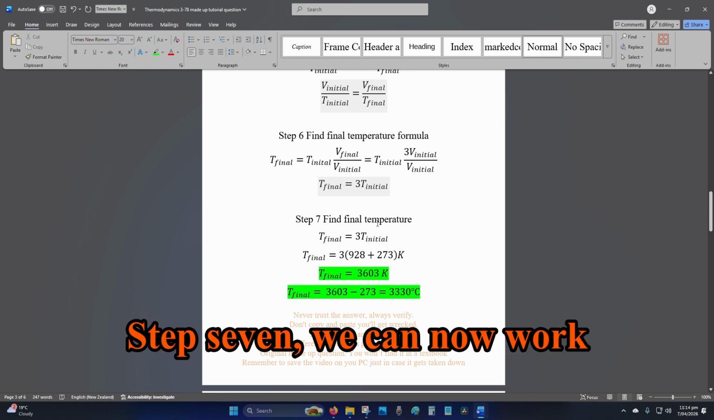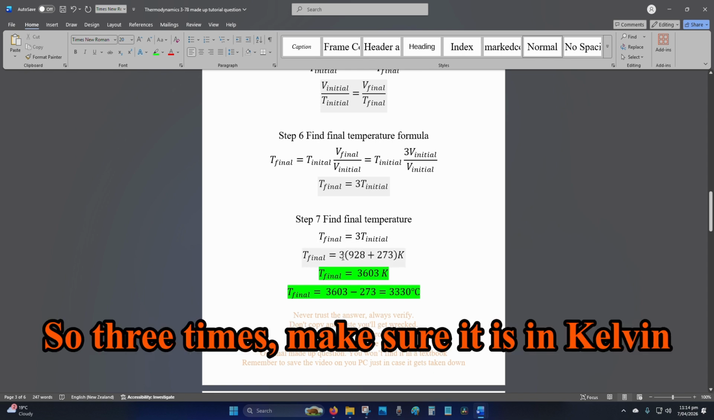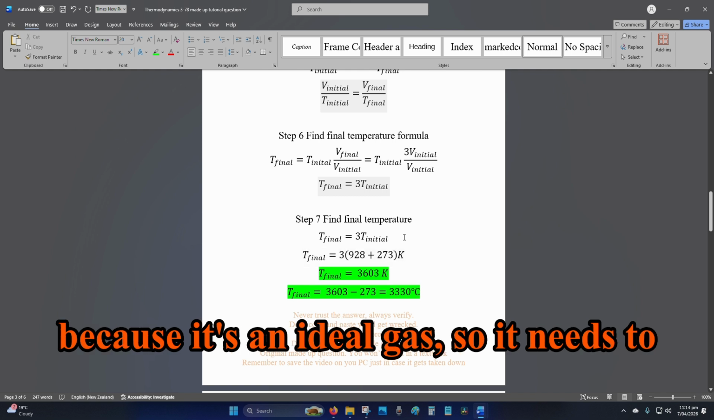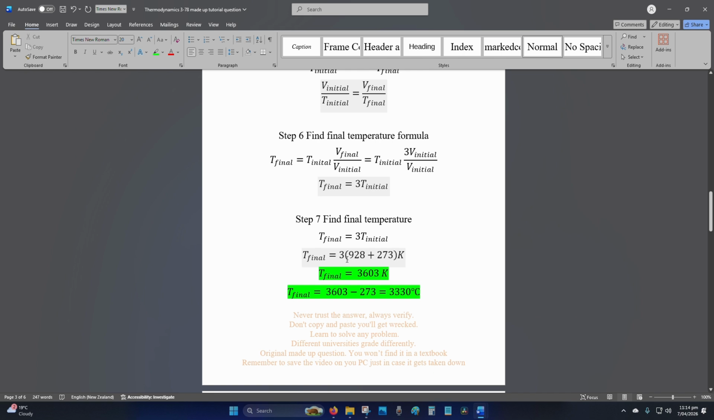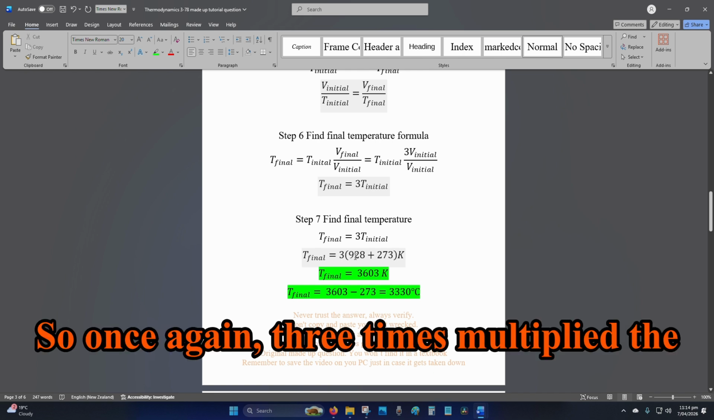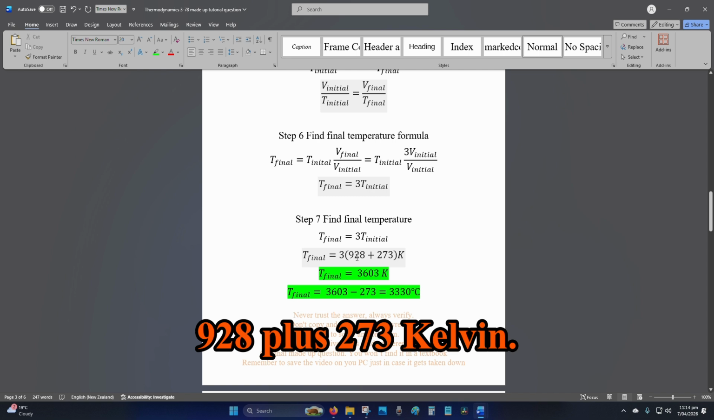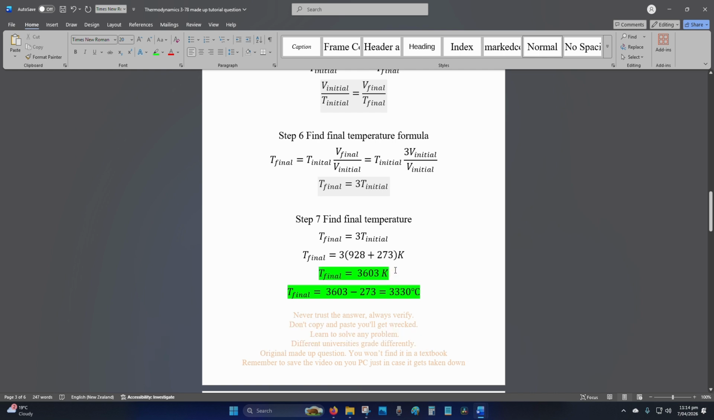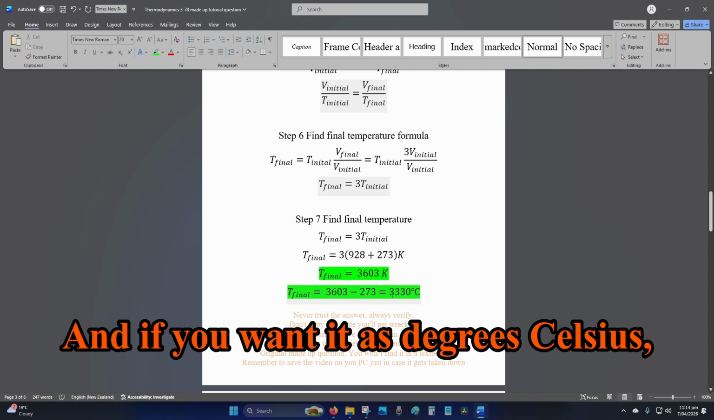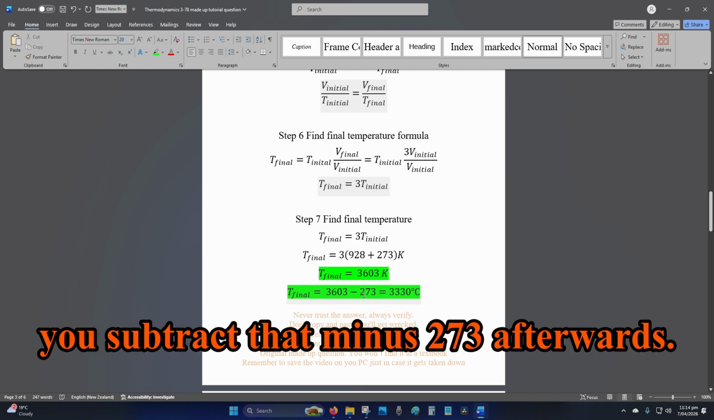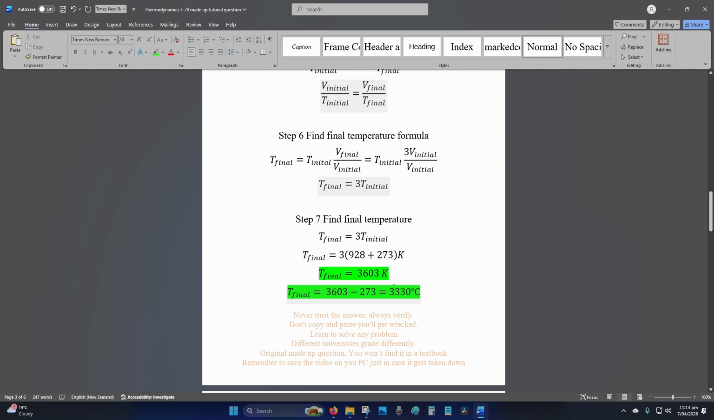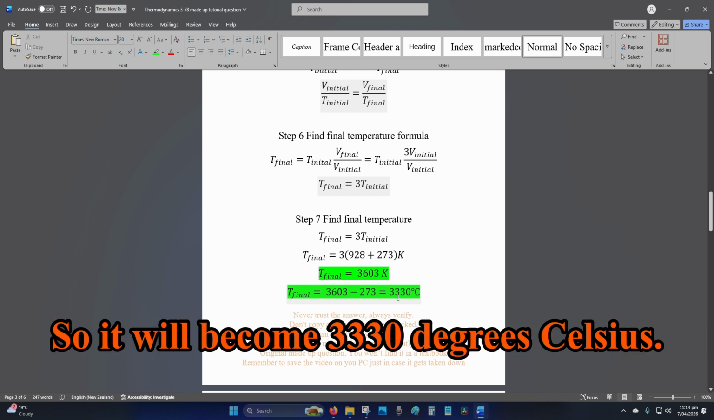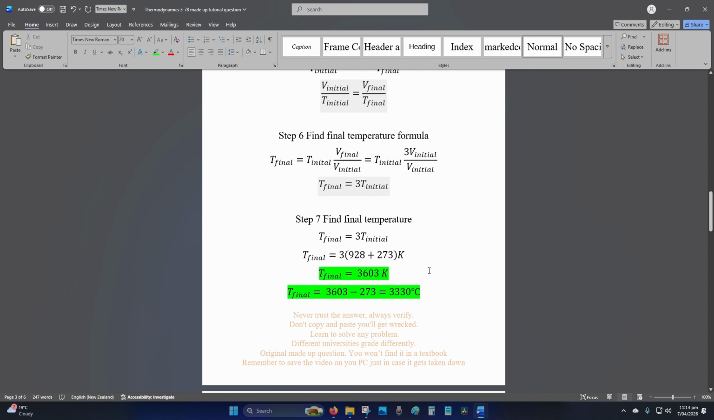Step 7, we can now work out the final temperature. So 3 times, make sure it is in Kelvin because it's an ideal gas, so it needs to be absolute temperature. Once again, 3 times 928 plus 273 Kelvin. You'll get 3,603 Kelvin. And if you want it as degrees Celsius, you subtract 273 afterwards. So it will become 3,330 degrees Celsius.